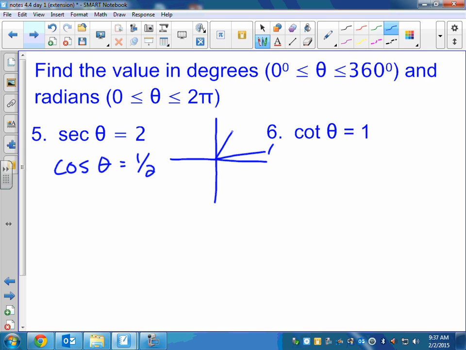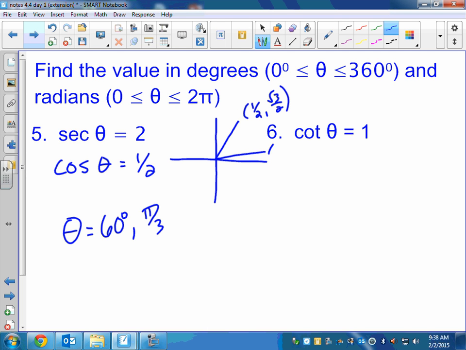Up here. That is 1/2, square root 3 over 2. Got to make sure you have the right unit circle to get the right answer. So what angle has a cosine of 1/2? 60 degrees, aka pi thirds. Give the answer in both degrees and radians.